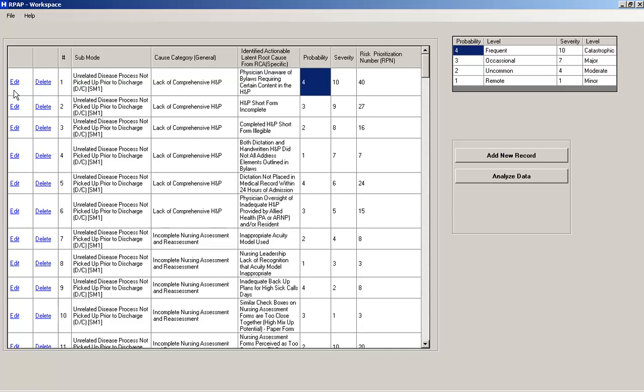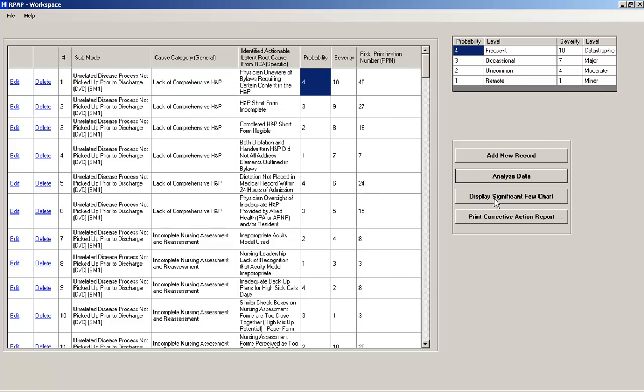Now, any of these line items in here can be edited, deleted, or we can add new records of our own in here so that we can customize the content of this particular analysis to fit our organization. Once the spreadsheet is ready, we can now go ahead and get our subject matter experts together and rate the likelihood or probability of these types of causes occurring and their severity and impact when they do occur. So probability times severity will equal our risk prioritization number. When we're done evaluating all of the causes, then we can come over and say Analyze Data.